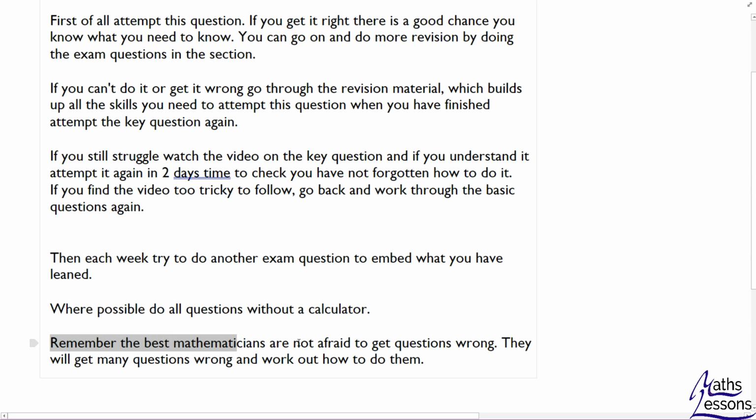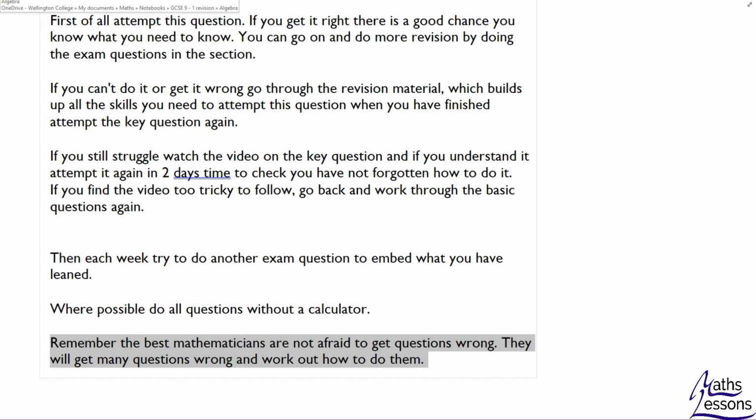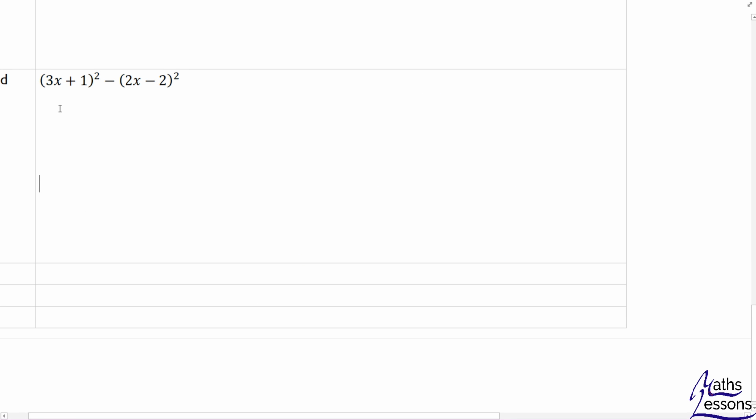And do remember, the best mathematicians aren't afraid to get things wrong. The best mathematicians will have got more questions wrong than you ever do. Mathematicians in the world spent their lives getting maths questions wrong, working out how to get them right. Don't be afraid of getting questions wrong. So let's just go through this question.